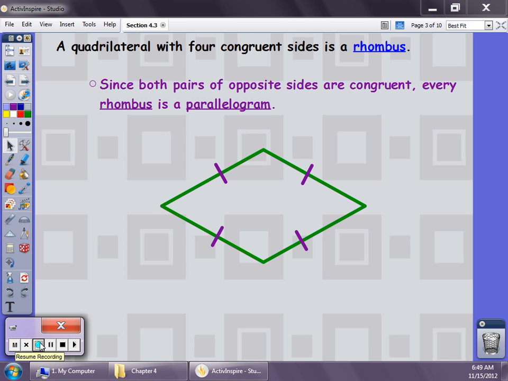A quadrilateral with 4 congruent sides is a rhombus. Again, since both pairs of opposite sides are congruent, every rhombus is also a parallelogram.